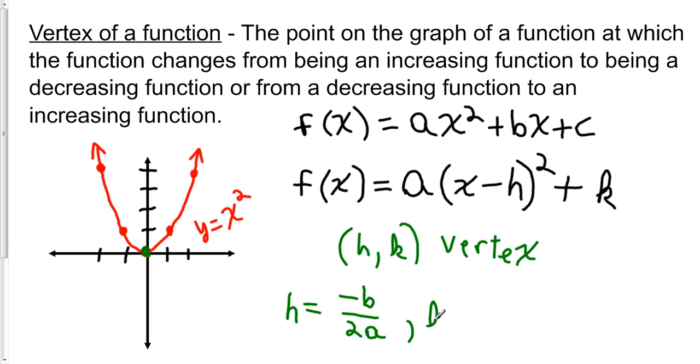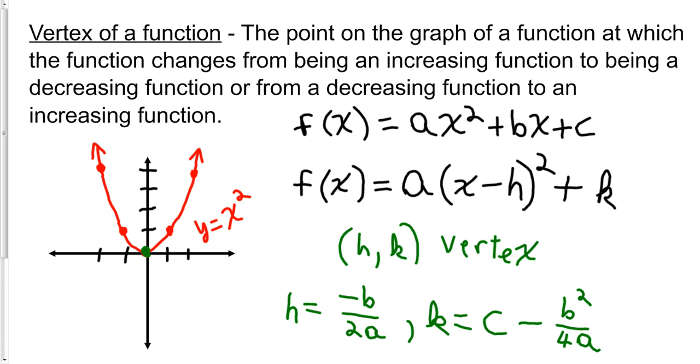And the value of k, well, there's a couple of ways of going about this. Once you found the value of h, you could just plug it in for x here to find out what the value of k is. But there's also a formula for the value of k: k is equal to c, the constant, minus b squared over 4a. So if you have a parabola in the standard form and you want to know where the vertex is, all you have to do is find h as negative b over 2a, and you can either plug that value of h in to find k, or use this formula to find the value of k.